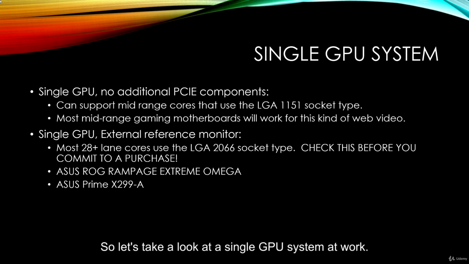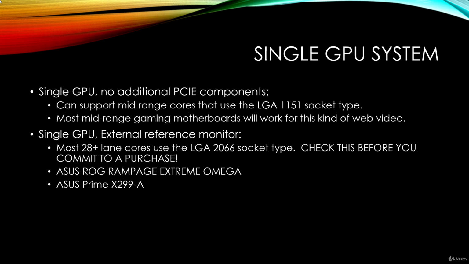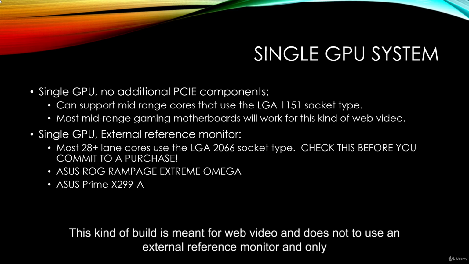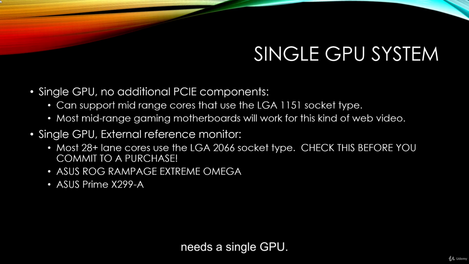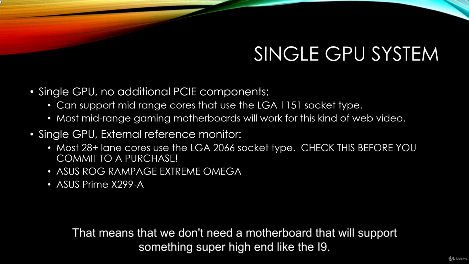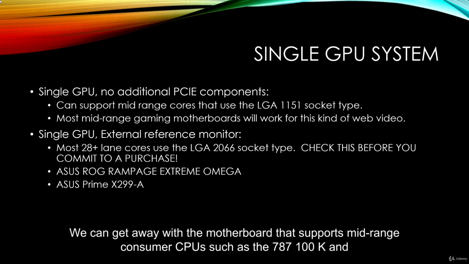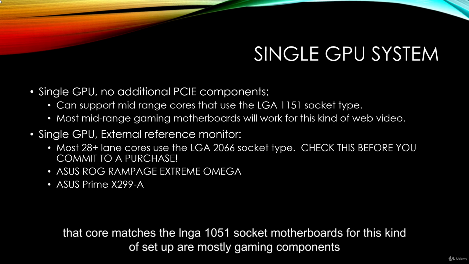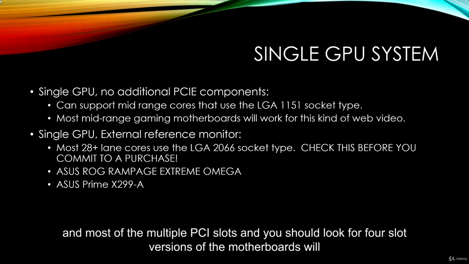Now, the motherboard we want varies depending on the kind of workstation we want. So let's take a look at a single GPU system for 1080 work. This kind of build is meant for web video and does not use an external reference monitor and only needs a single GPU. That means we don't need a motherboard that will support something super high-end like the i9. We can get away with a motherboard that supports mid-range consumer CPUs such as the i7-8700K, and that core matches the LGA 1151 socket. Motherboards for this kind of setup are mostly gaming components, and most of the multiple PCIe slot versions will do here.